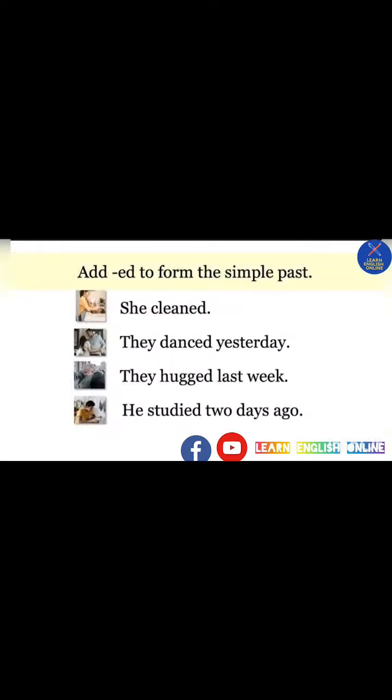Now you know, add ed to form the simple past for regular verbs. She cleaned, they danced yesterday, they hugged last week, he studied 2 days ago. And you know that there are some spelling changes. A lot of times we add ed, sometimes we just need the D, sometimes we double the consonant, and sometimes we drop the Y and add IED. You also know that yesterday, last, and ago are signal words for the past.